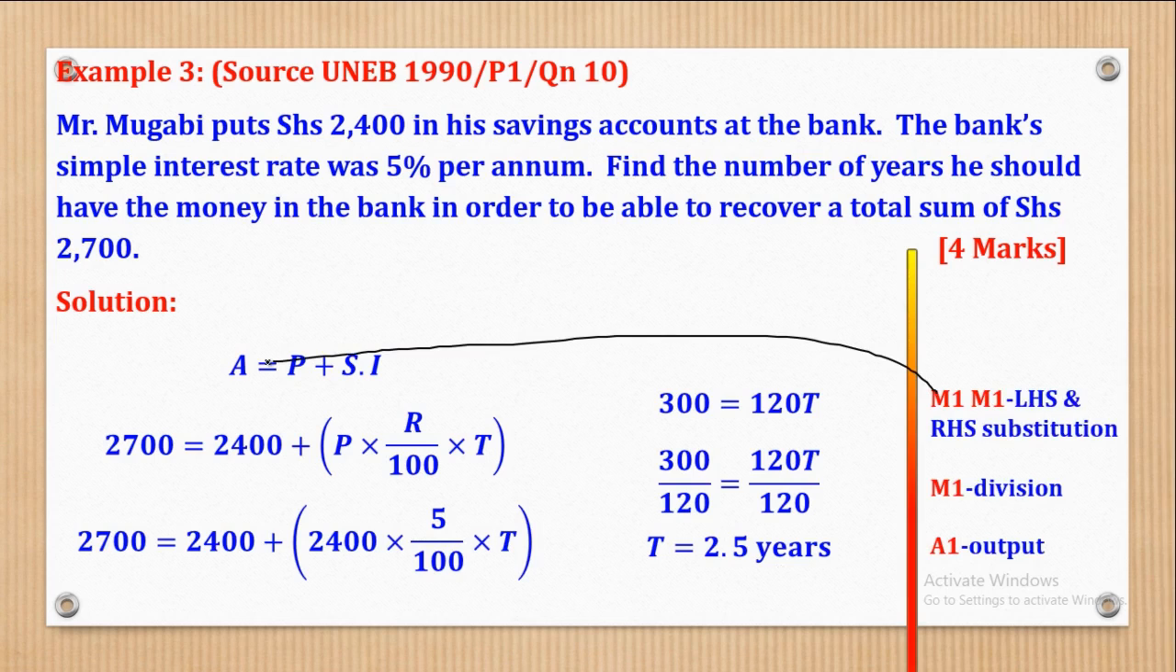So this M1 is for substitution of the left hand side, this one is for substitution on the right hand side, and this one is for the division, and this is for the output. So basically that's how the 4 marks could come about.